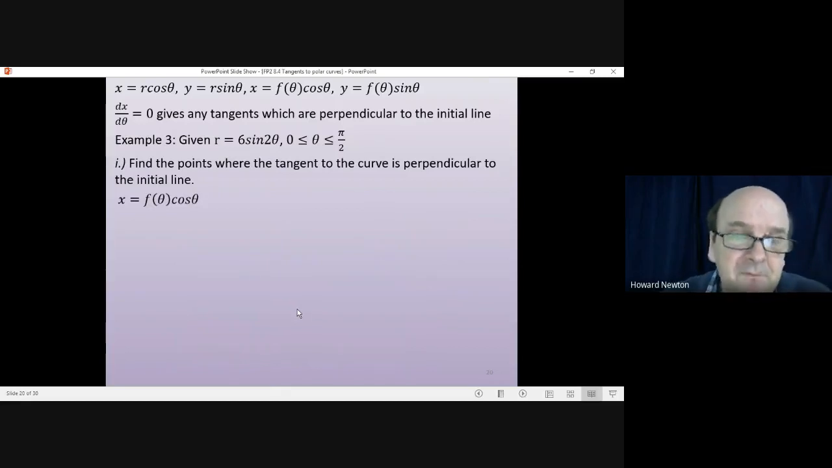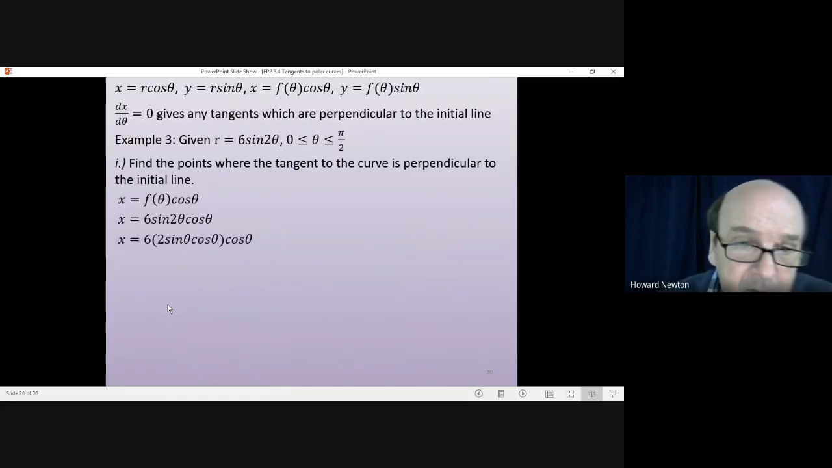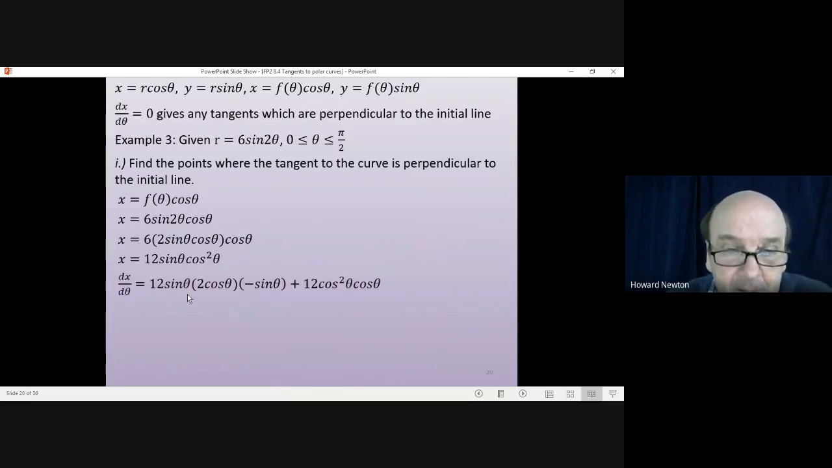x equals f of theta cos theta. f of theta is 6 sine 2 theta in this instance. Substituting in gives us that. Sine 2 theta, the trig identity for that is 2 sine theta cos theta, and that will help us differentiate. So we get x equals 12 sine theta cos squared theta. Differentiating gives us all of that. Tidying that up gives us minus 24 sine squared theta cos theta plus 12 cos cubed theta.